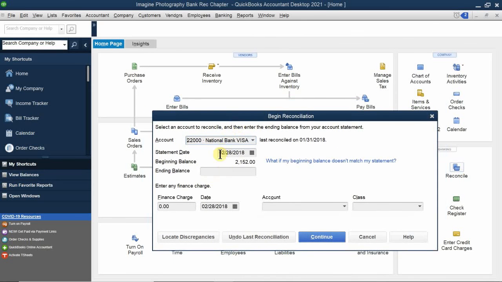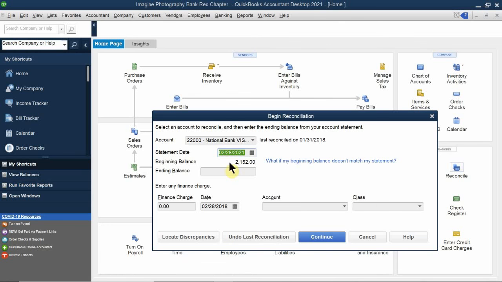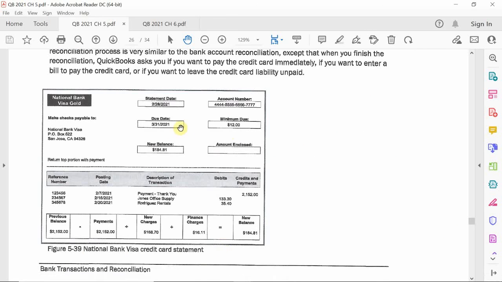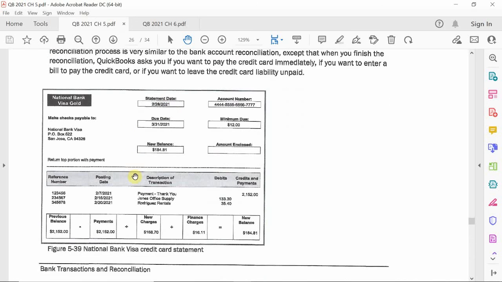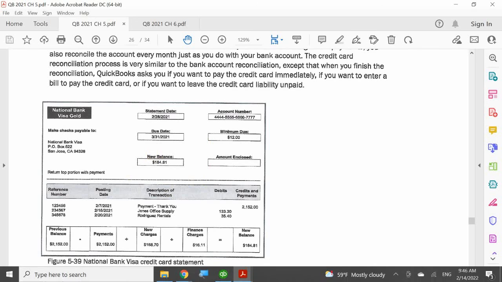And I want to do it for February 28th, 2021, because that's my statement date. Okay, so 28 for 21, that's my statement date. It says that this statement is for February 28, 2021. Okay, so again, what information do I need to know here? Well, you have a new balance of $184.81. So that is very important that you need to know.